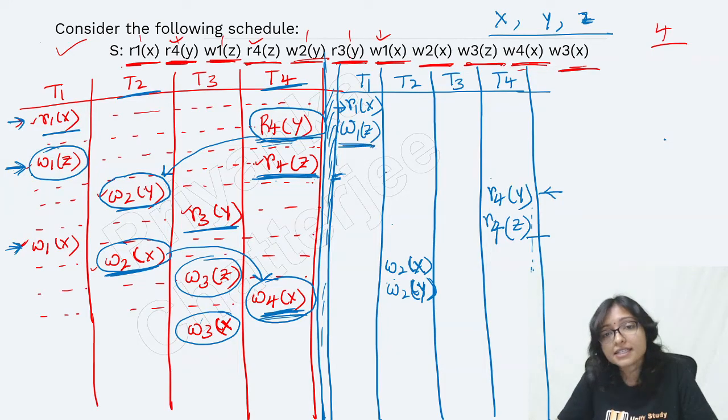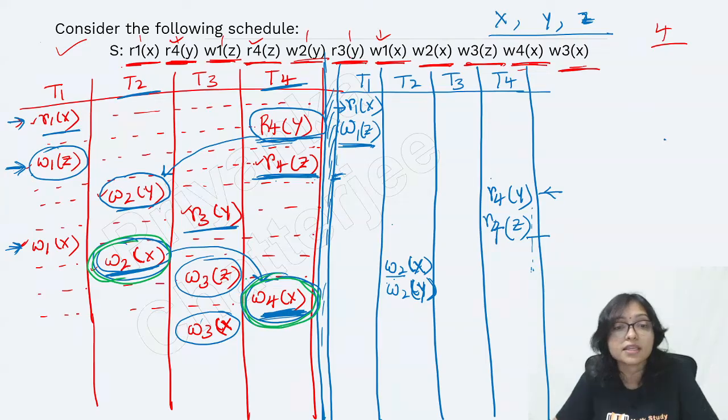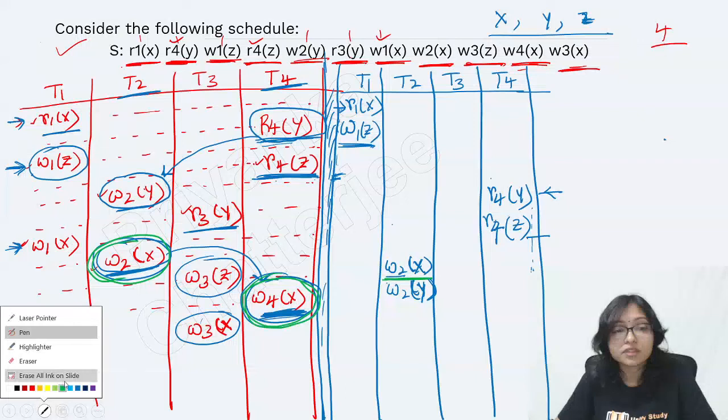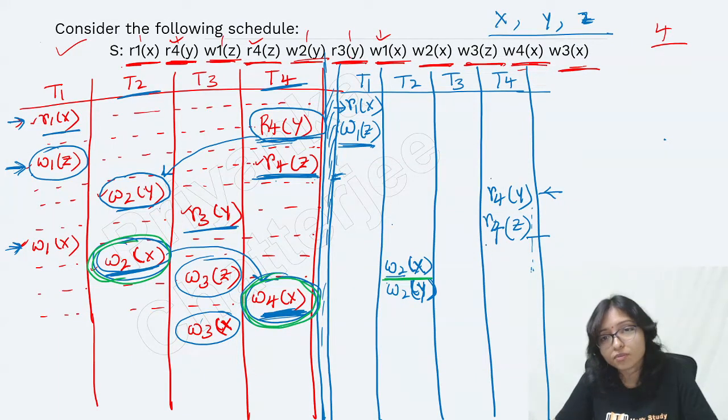Then the x, what was happening? It was writing, and it was also a blind write. For the blind write there is no problem. Here it was a blind write, this was also a blind write. Here I am doing the swapping. Very carefully check it. Here it was also a blind write operation, that's why swapping here will be no problem. So I make x here, and I am writing W4 x here.